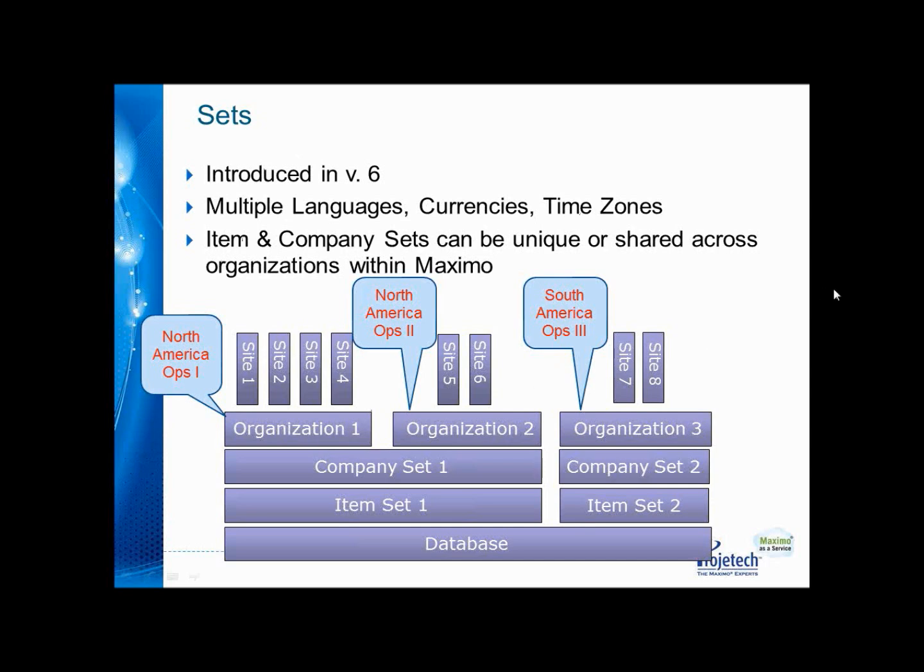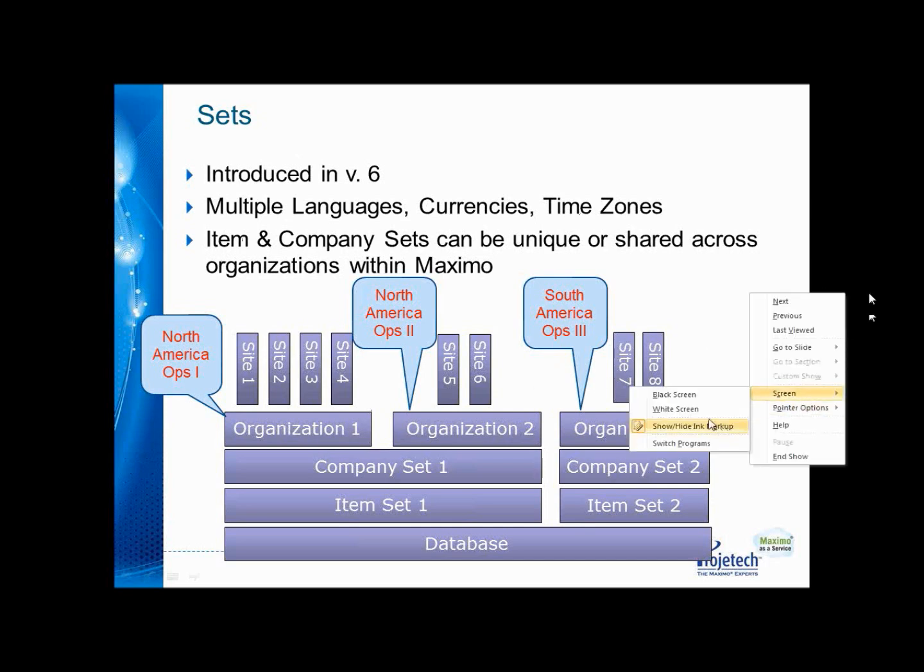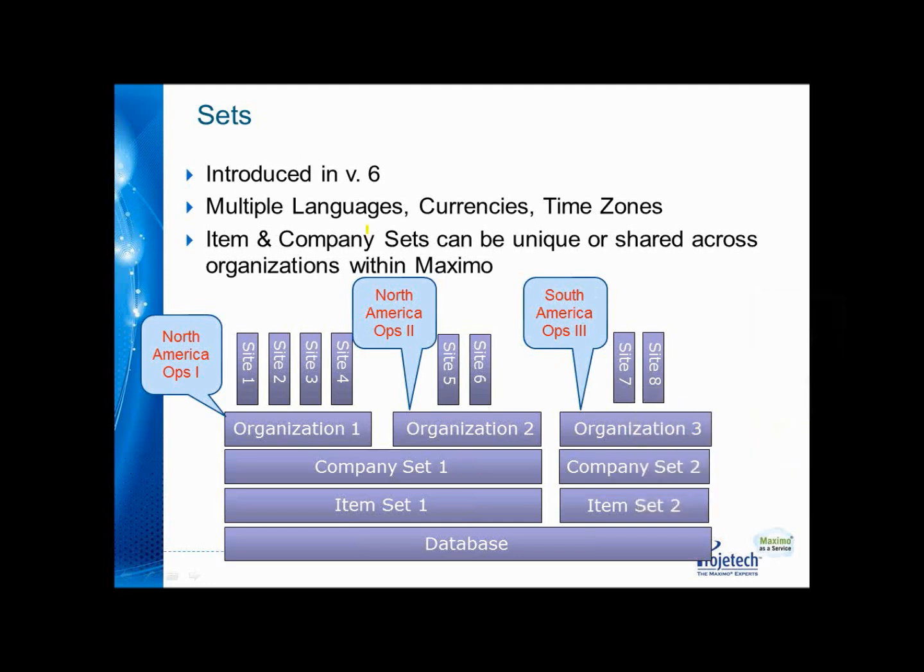So what this slide is trying to show us is, let me go ahead and change my highlighter here so we can see this a little bit better. Maximo supports multiple languages, currencies, and time zones. Item and company sets were introduced, I believe, with 7.1. I could be mistaken, but I think it was 7.1. And they can be shared across organizations within Maximo.